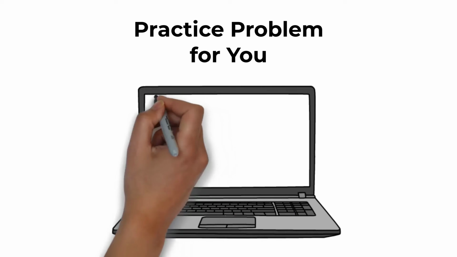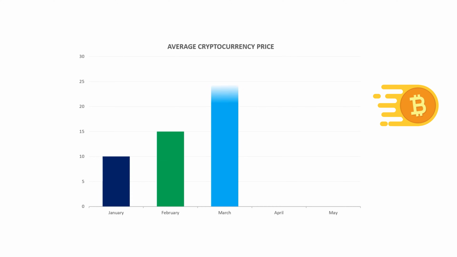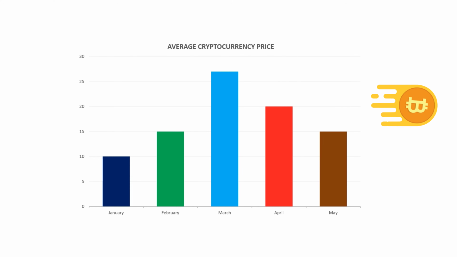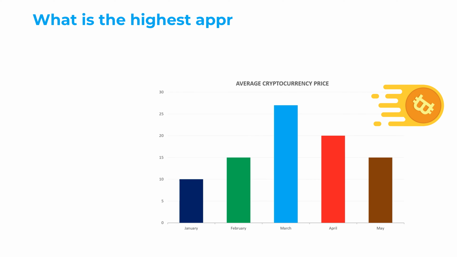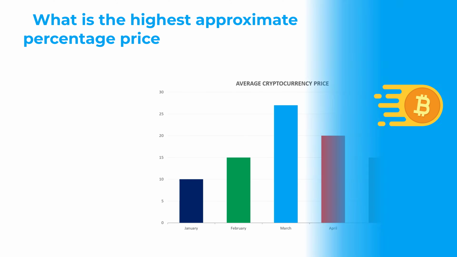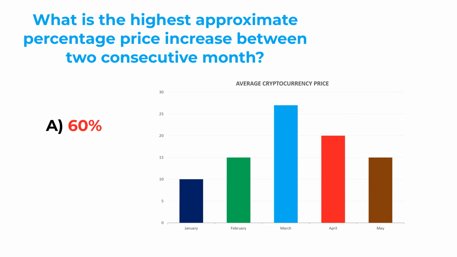And now, here's the practice problem for you. You're presented with a chart that shows the average price of cryptocurrency. And this chart shows the average price for each month from January to May. You need to calculate what is the highest approximate percentage price increase between 2 consecutive months. And you're presented with 4 different choices. Choice A, 60%, Choice B, 70%, Choice C, 80%, and Choice D, 90%.